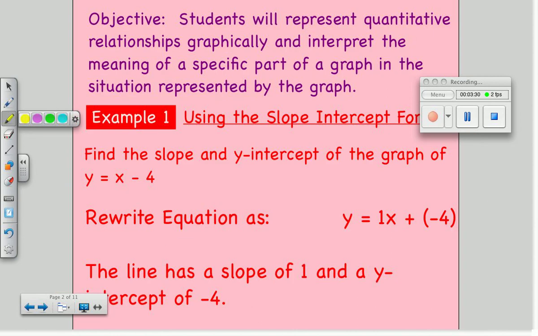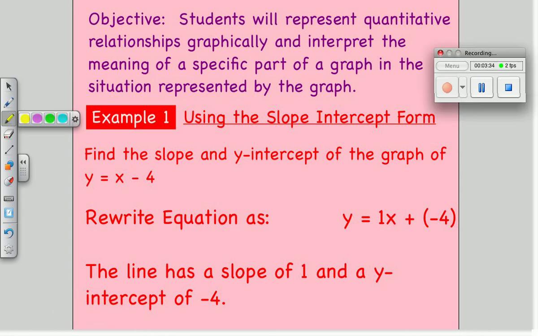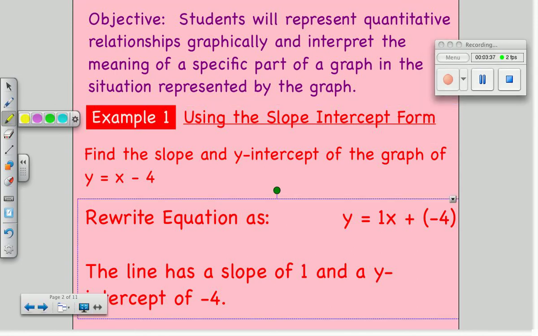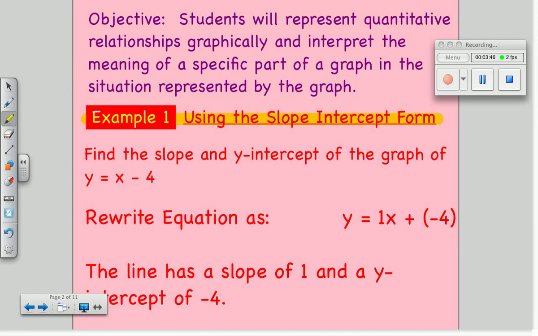Example 1. Let's use the slope-intercept form. Find the slope and y-intercept of the graph of y equals x minus 4. So we're going to just rewrite this equation in slope-intercept form so that it says y equals mx, so there's a number next to x.